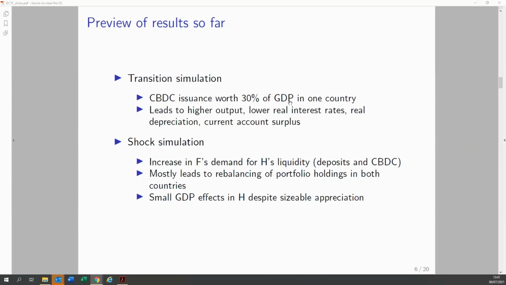I'll talk about the mechanisms, but essentially you'll see a transition simulation, and then you'll also see a shock simulation in a CBDC economy, and we'll look at what happens if, in the economy that hasn't issued CBDCs, agents suddenly decide they want to hold more liquidity denominated in home currency. So when they want to hold both more deposits and more CBDCs denominated in the home currency. And we will see that this is mostly a financial shock that has implications for balance sheets. But apart from the exchange rate, it will not really have real effects. So this speaks a little bit to the question whether CBDCs necessarily induce greater macroeconomic instability. And for this particular shock in this particular setup, we'll see that that's not the case, and that apart from the exchange rate, not much happens to standard macro variables.